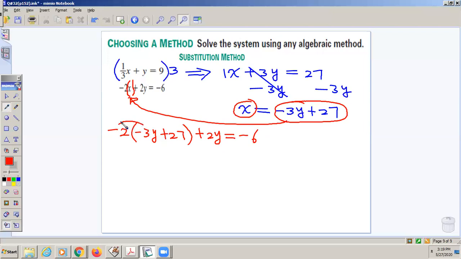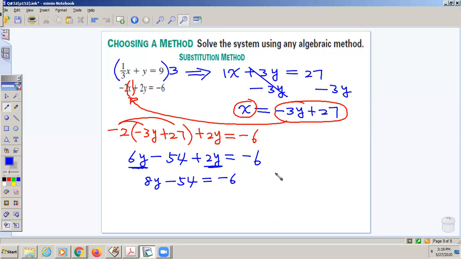And so when I distribute this, negative times negative is going to be positive 6y, and then negative times positive is going to be negative. It's going to be a huge number, but 27 times 2 is going to be 54, and it's going to be negative, so you put minus. And then copy the rest. Now we've got one variable, y, here and here, so we're going to combine that. So 6y plus 2y is going to be 8y. And then we copy the rest, and negative 6 was on the other side.